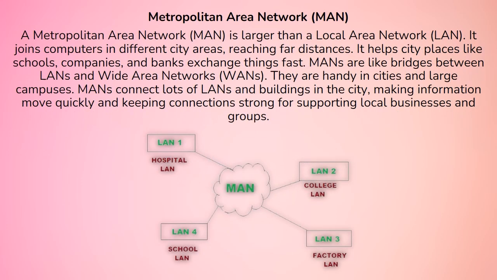Metropolitan Area Network (MAN). A metropolitan area network (MAN) is larger than a local area network (LAN). It joins computers in different city areas, reaching far distances. It helps city places like schools, companies, and banks exchange things fast. MANs are like bridges between LANs and wide area networks, WANs. They are handy in cities and large campuses.